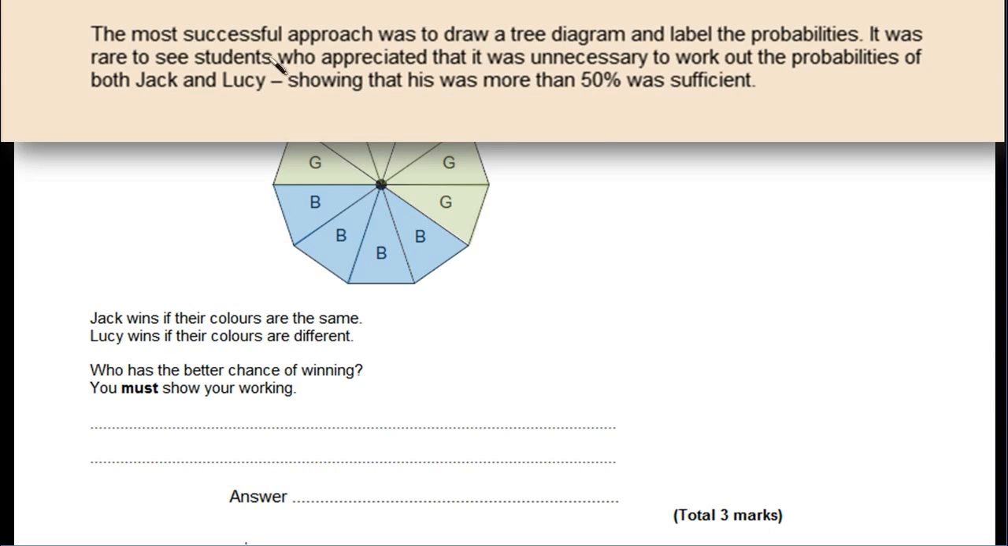They also say it was rare to see students who appreciated that it was unnecessary to work out the probabilities of both Jack and Lucy. Showing Jack's probability was more than 50% would have been sufficient. You didn't need to work out Lucy's probability as well, because they must be complementary, and it's a certainty that you're either going to get the colours the same or different. So you only needed to work out Jack's, and it was really unusual that students appreciated this, and therefore they did twice as much work as they needed to do.